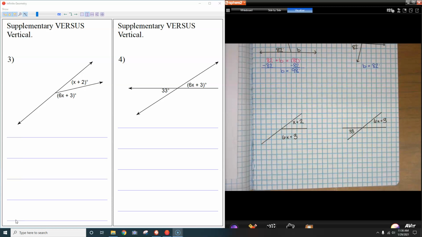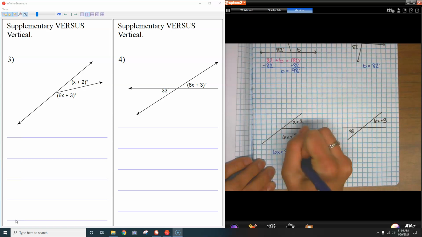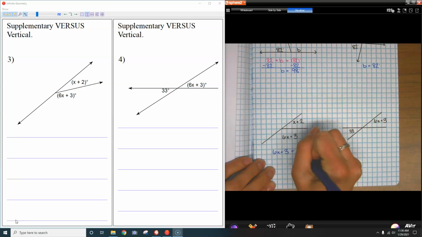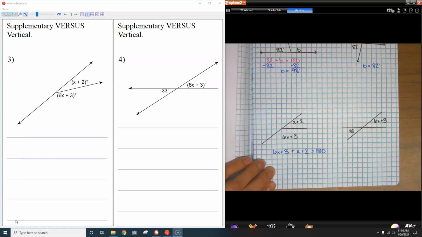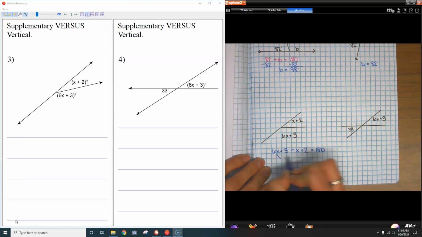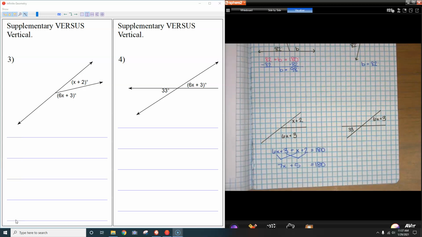The equation would be 6x plus 3 plus x plus 2 equals 180. And we would solve it using the steps that we practiced this past week. We would combine our like terms. 6x plus x makes 7x. 3 plus 2 makes a positive 5 to equal 180. From there, we would subtract 5 from both sides.